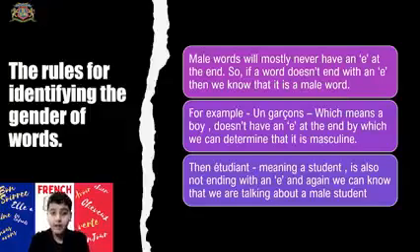For male words, there will never be an E at the end. So if a word doesn't end with an E, we know that the word is male. For example, garçon, which means a boy, doesn't have an E at the end, so we know that the word is masculine. Then étudiant, which means a student, also doesn't end with an E, so we do know again that the word is male.